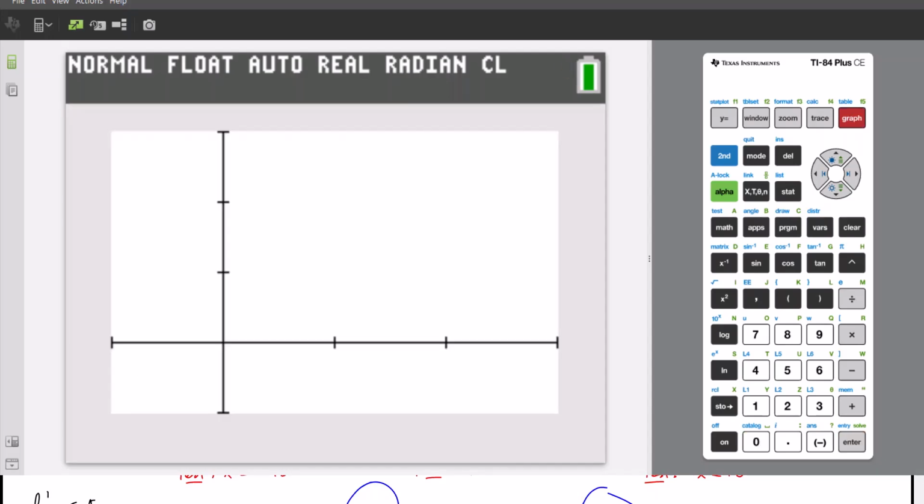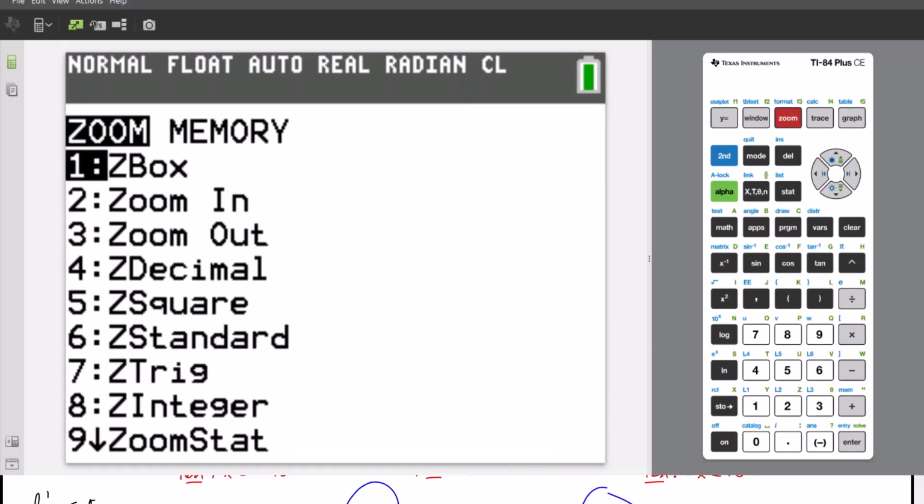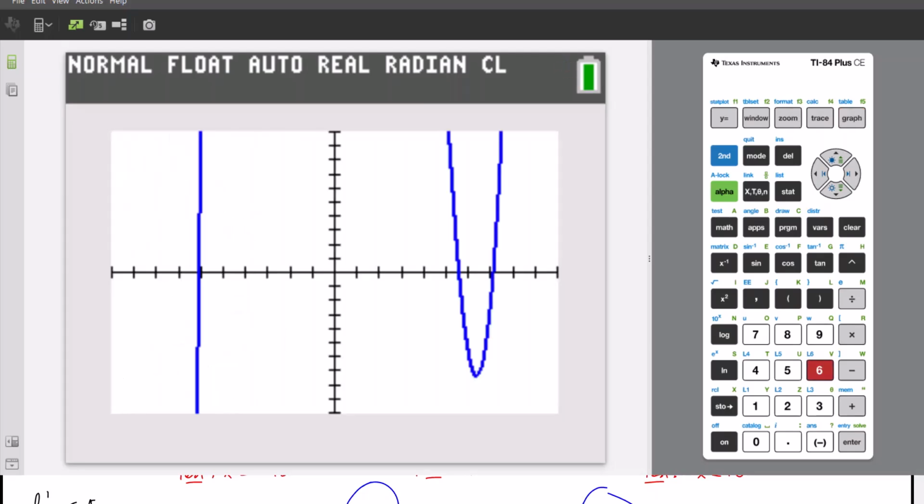If I click on graph right now, I'm not going to see very much because the window is left over from the previous problem. So let's go ahead and reset it by clicking zoom 6. That will reset it to the standard window. This will always give us these values from negative 10 to 10 on both the x and the y axis. But again, we don't see the full graph here.